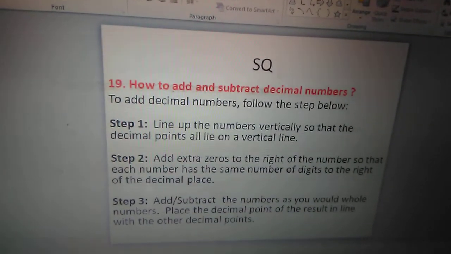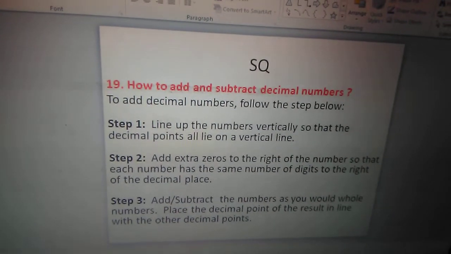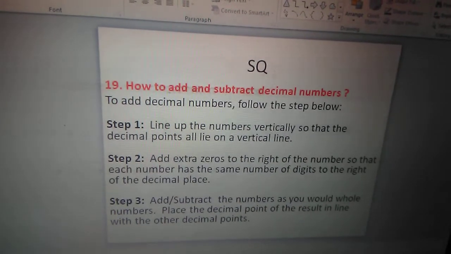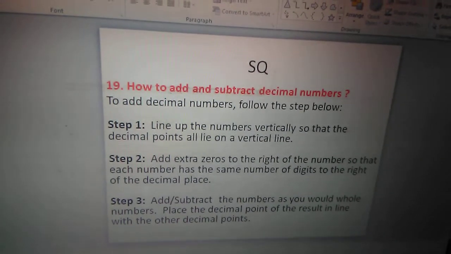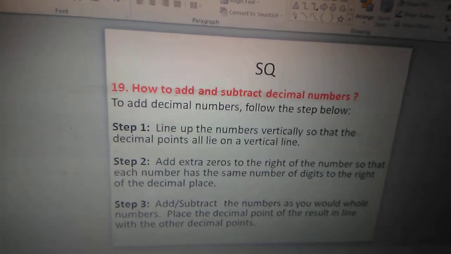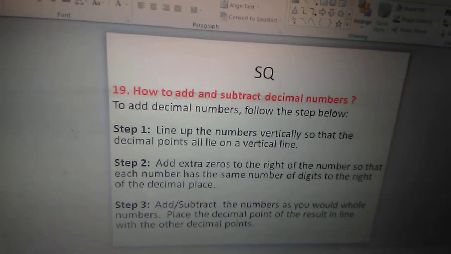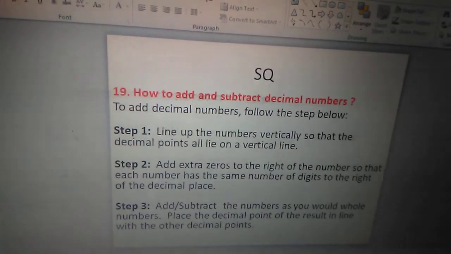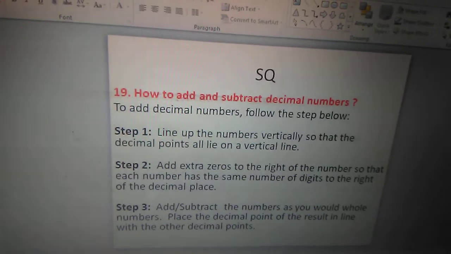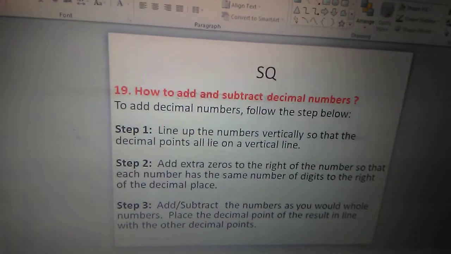Sometimes there are digits after the decimal, but sometimes they give you a whole number. You have to add the whole number with the decimal. Then what will you do? If the whole number is given, after the whole number you put the decimal, then you write 0s, matching with the other number. How many digits are given in the decimal place of the other number? So many 0s will be added.